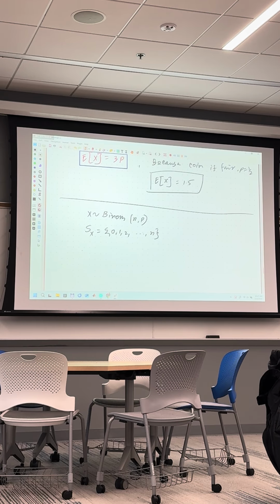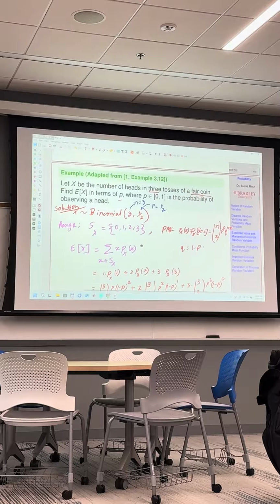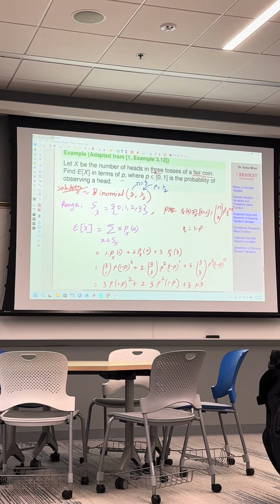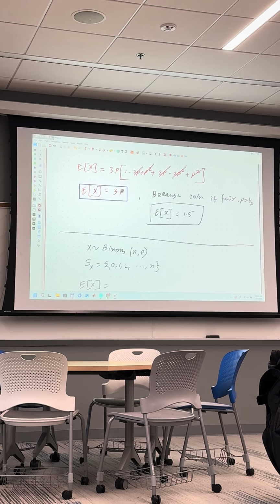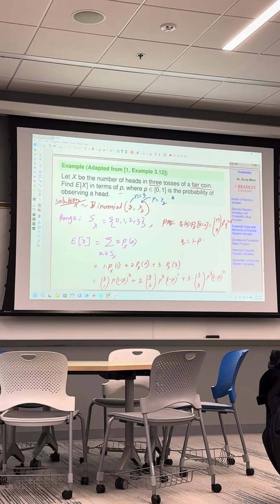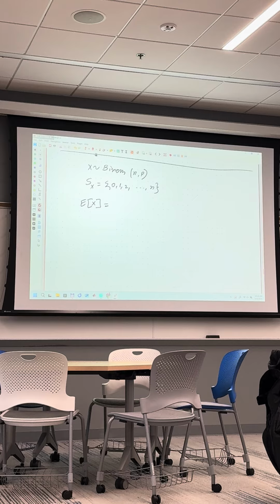You can directly write the expected value of the random variable. What is that? Look at the previous example. This 3 is basically the 3 clauses, the total number of clauses. So this 3 is that n, and this p is the parameter you are working with for binomial random variables, the success probability. So it is 3p. And if you have n trials, then it is going to be np. So you can directly write the formula here.